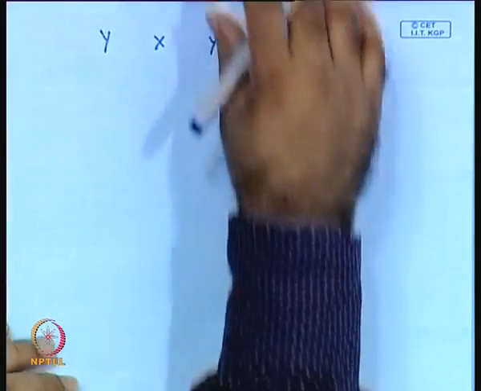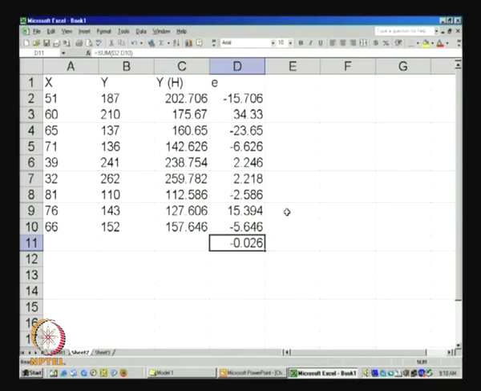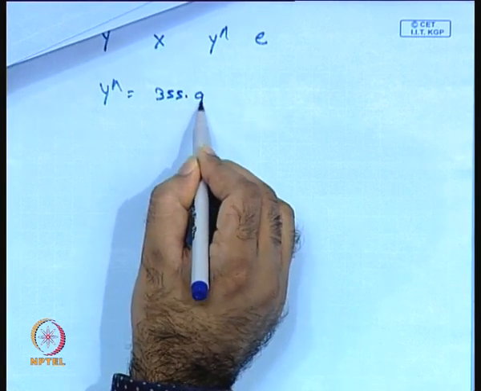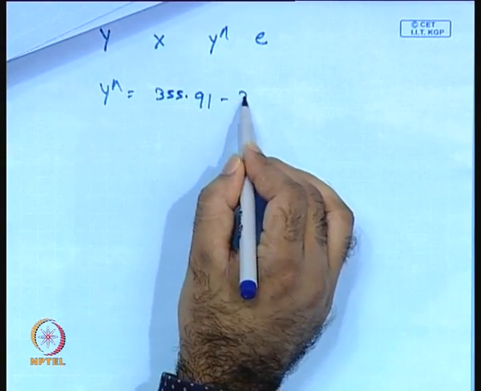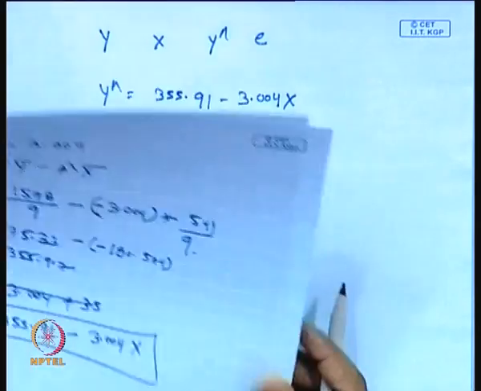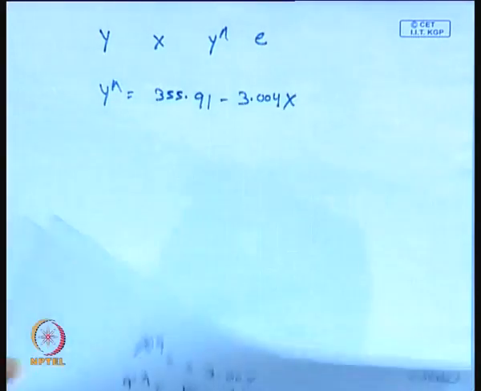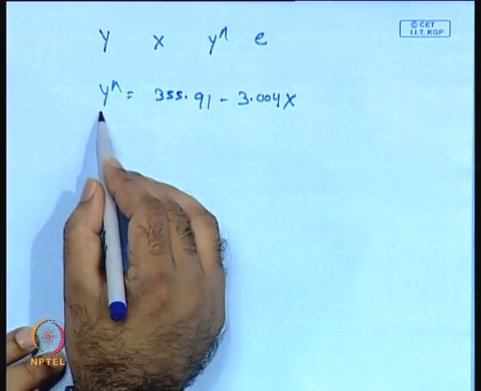So, now what you have to do, how you have to proceed further. We have received this y hat component. This is y hat equal to 355.91 minus 3.00 x. This is how we have received y hat.